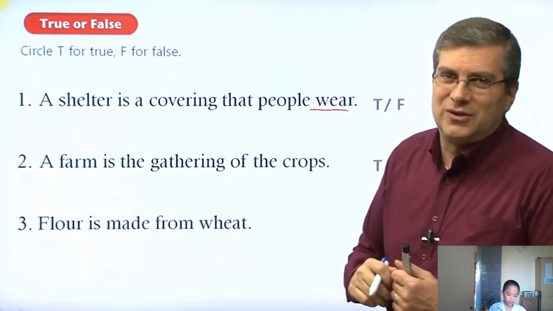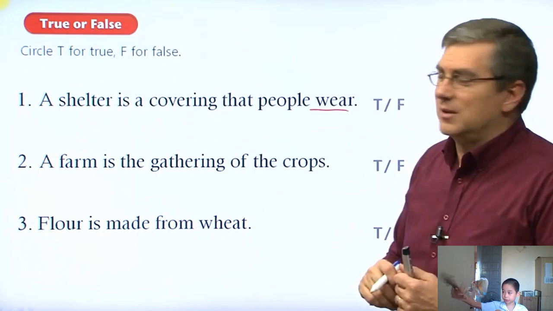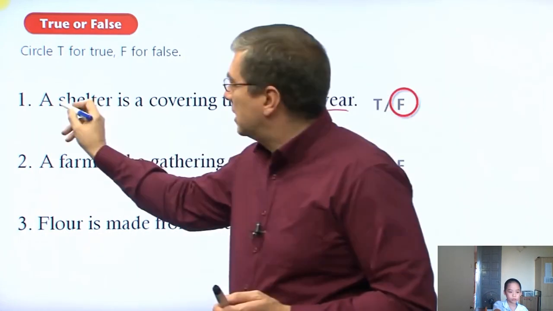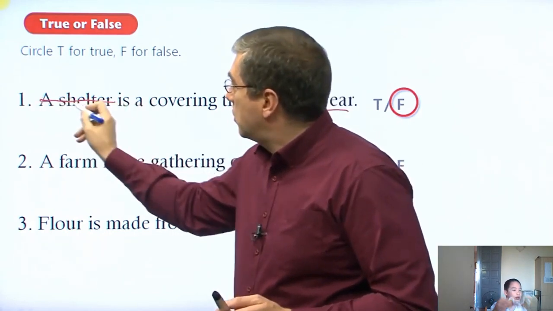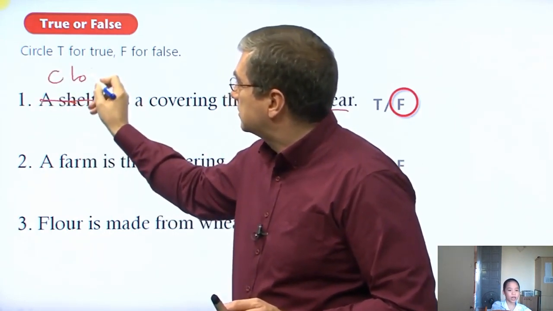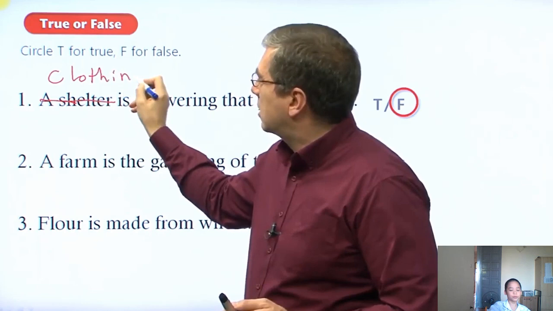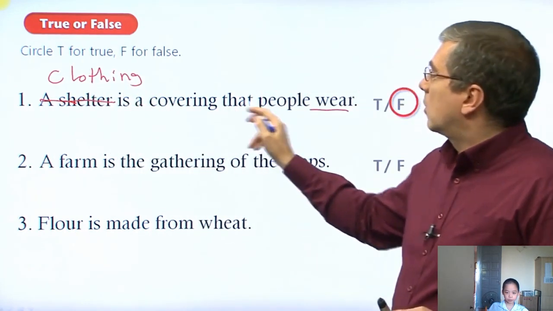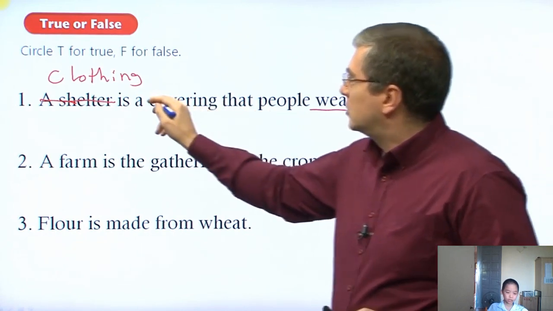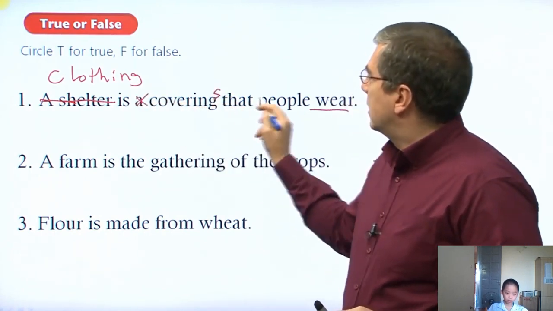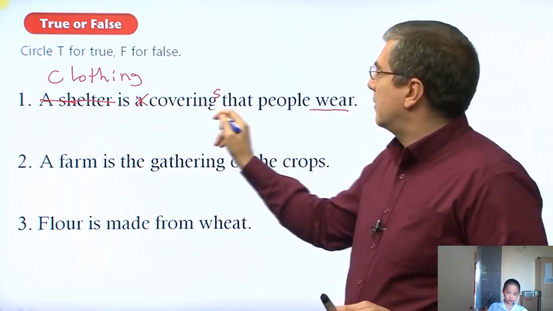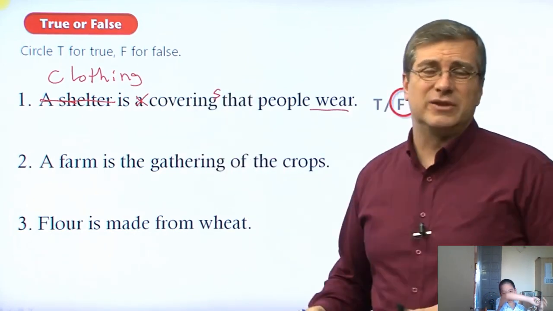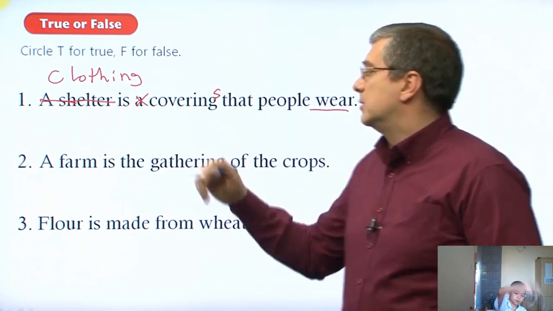We even cannot hold a tree. Okay, so this sentence is not right. We need to turn that: clothing is a covering that people wear. That would be right, but a shelter is not a covering that people wear. So this sentence would be false.